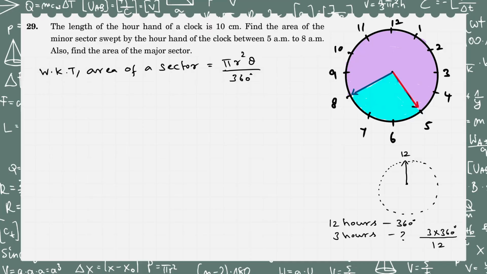multiplying 3 and 360 and dividing by 12, right? When we solve this, we will have 90 degrees. Yeah, so this angle is a right angle, right? So this angle is 90 degrees. Now we need to use that theta here, and of course r is 10 centimeter. We can easily find the area of the minor sector. Okay, let us do that.